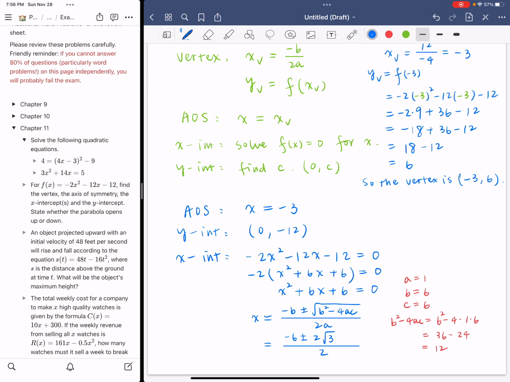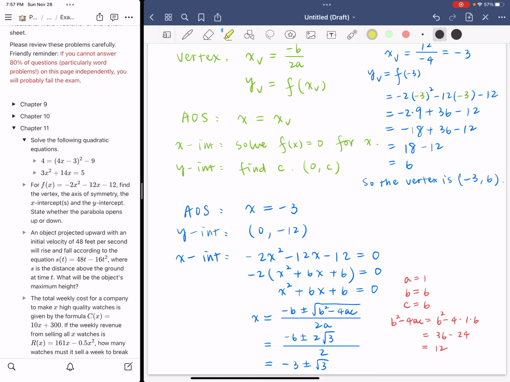And then finally, as you can see, we do have a GCF. If I take out the GCF and cancel out with the 2 in the denominator, we will get negative 3 plus or minus the square root of 3. Or you could divide each term on the top by 2. That's how you get negative 3 plus or minus the square root of 3. So that would be our x-intercepts. We have 2 of them as well.